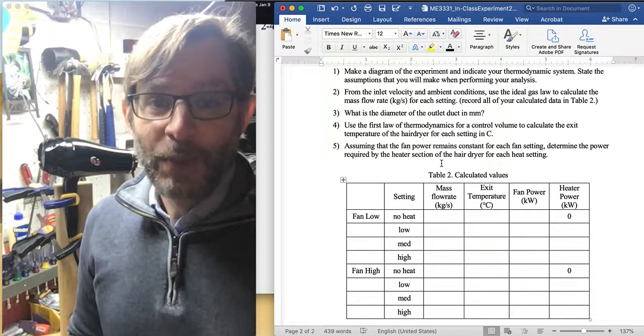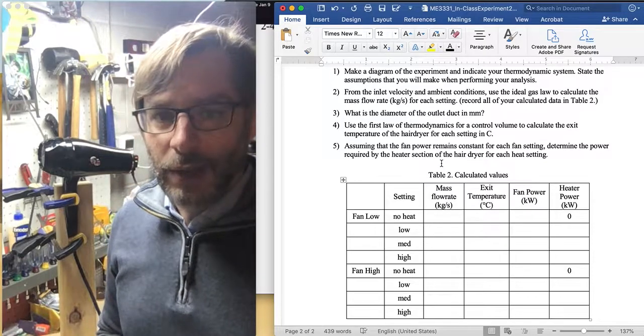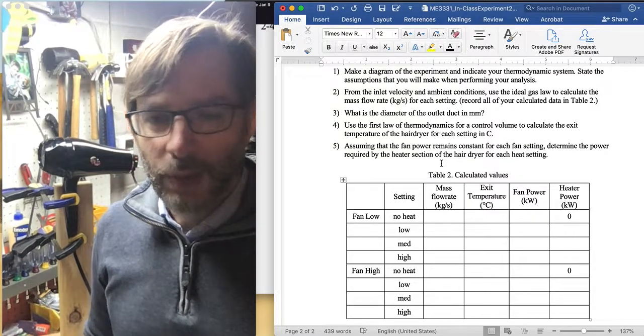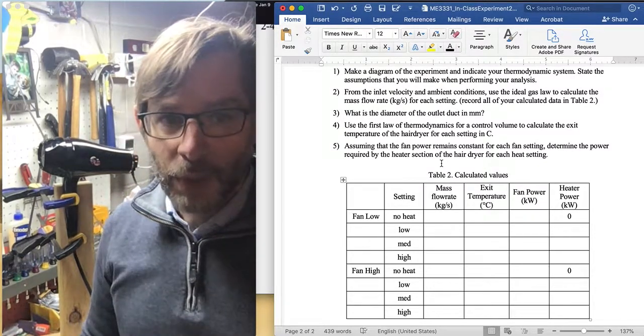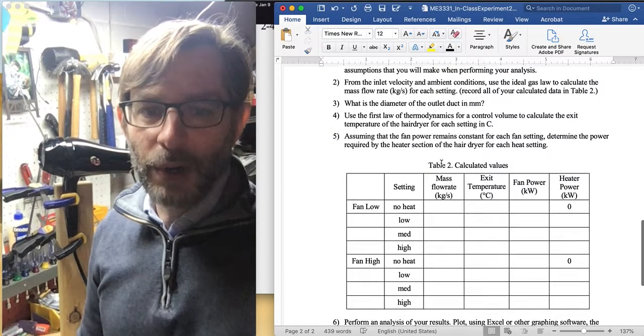Okay. From the inlet velocity and ambient conditions, use the ideal gas law to calculate the mass flow rate for each setting. That's why we needed the area for the inlet, remember. Record all of your calculated data in table 2. So I gave you a table to put all your calculated values.